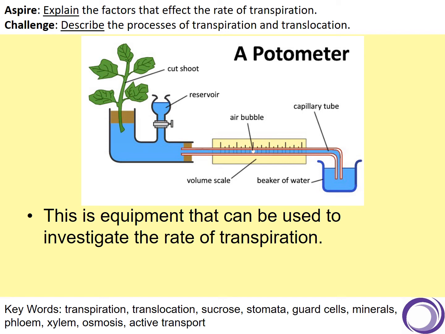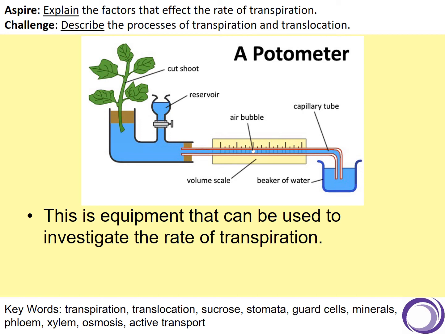So what we've got is obviously a plant in there, and that is going to soak up the water in that tube. And as it soaks up the water, that air bubble will move to the left of your screen. And so then we can work out how much water that plant has taken up. If we need to, we can reset that bubble by opening that reservoir, and that will push the bubble back to the start. So this is a potometer.